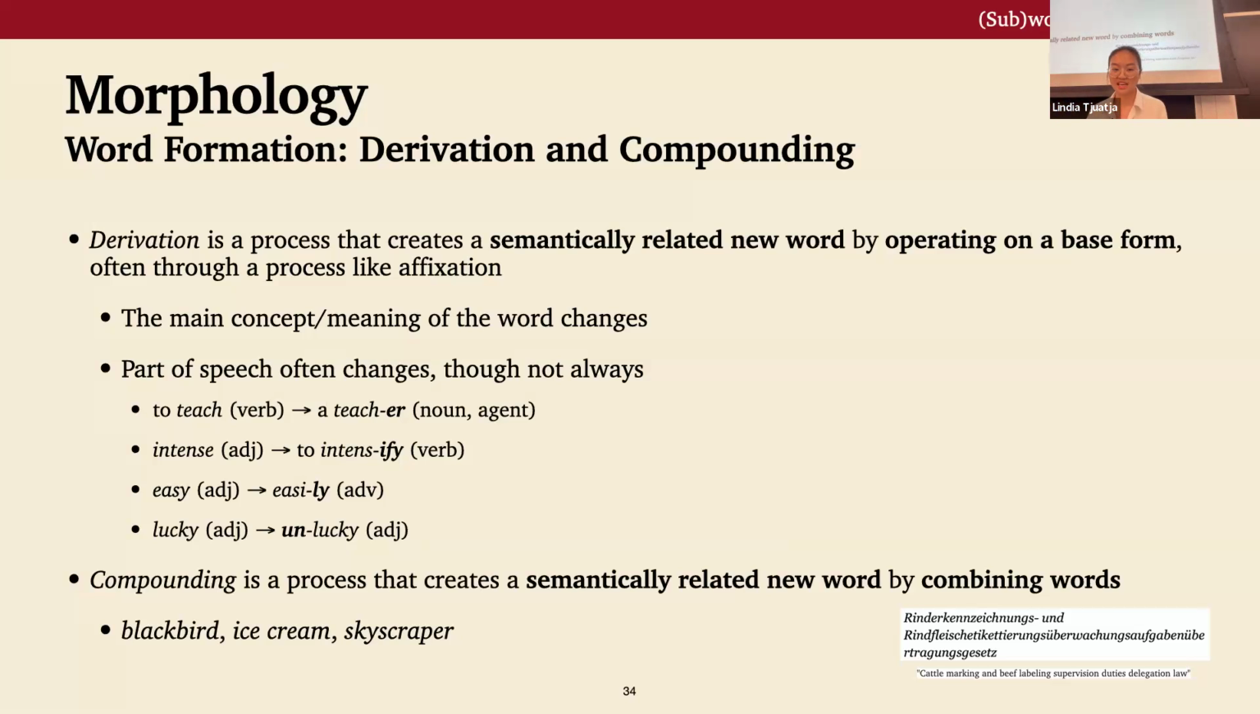But we can also have derivations that don't change part of speech, like unlucky and lucky, which now have opposite meanings. Another word formation strategy is compounding, a process that creates semantically new words by combining two already separate words, like blackbird, ice cream, skyscraper. German is infamous for this, so this super long example here means cattle marking and beef labeling supervision duties delegation law. Yeah, that's fun.